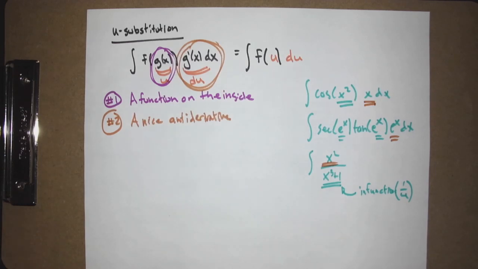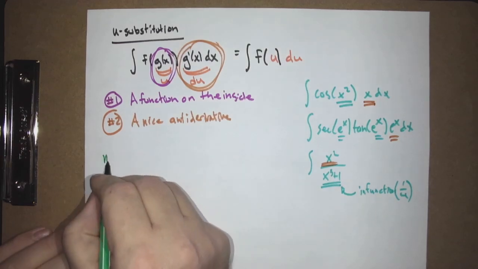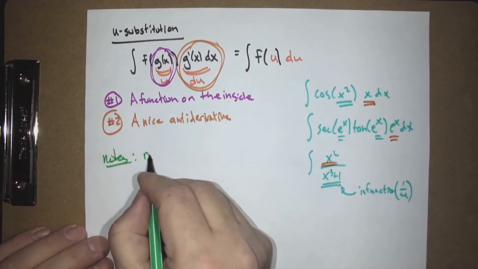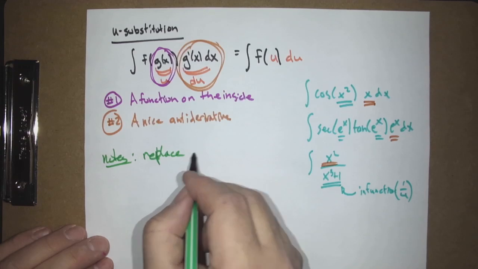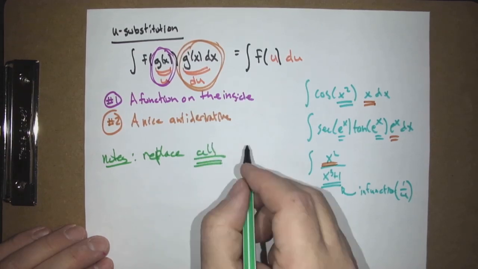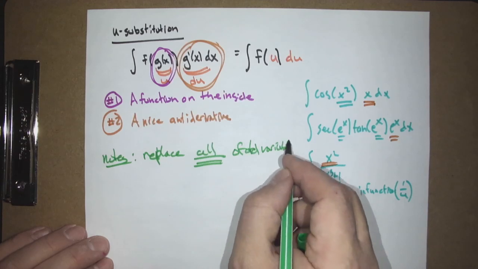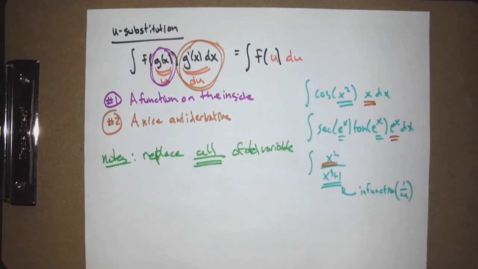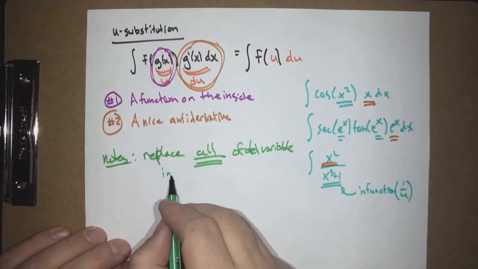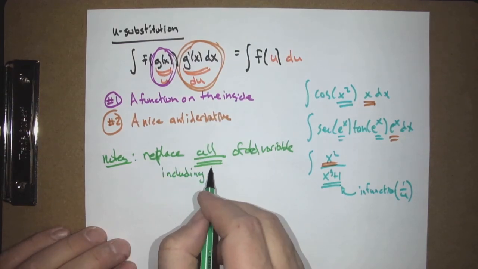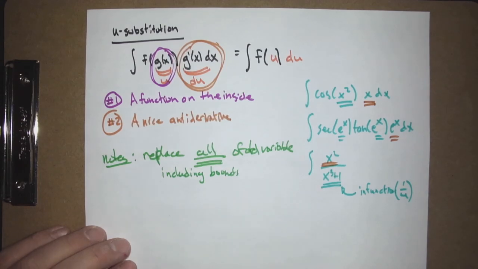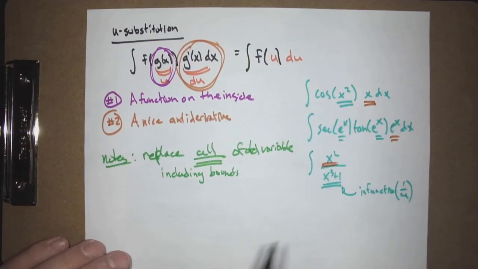Now there's a couple of notes to make. You have to replace all of the old variable. And pretty much, as long as you can identify and just remember that, you're good to go. Now this includes bounds, if you have them. So these are indefinite integrals.